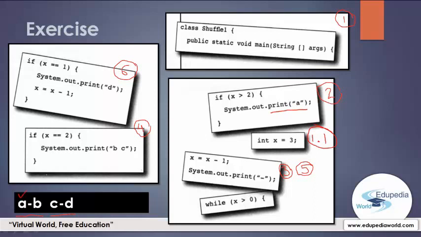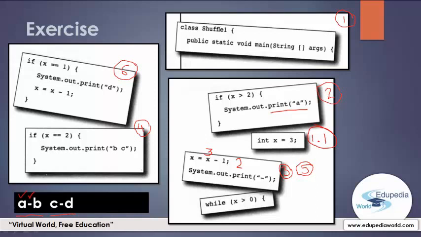Now let's go to the third one. x equal x minus 1. So now the value of the x is 3. 3 minus 1 is 2. The new value of the x is 2. And then we got the print of the dash. That means we are done with this dash.